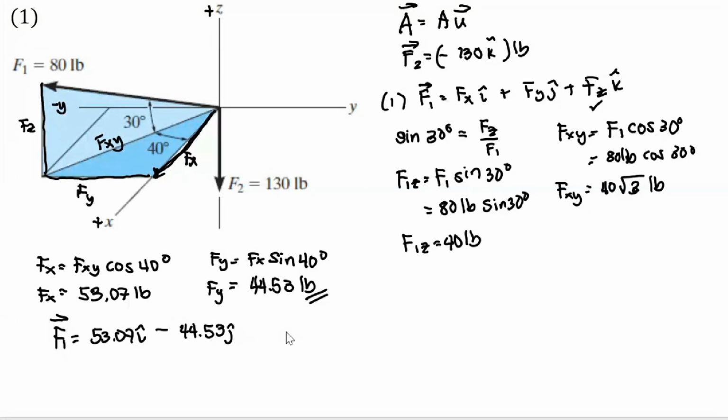And lastly, for F1Z, that is 40 pound. Okay, that is k hat, and that will be positive or negative? Positive. Positive po, ma'am. Okay, positive siya kasi ang ating Fz is aligned on positive Z. Kung nasa baba siya, naka-align siya dito, so it will be negative. So for this case, this is positive. And parenthesis, do not forget, this is physics, so do not forget the pound. So this is your final answer.